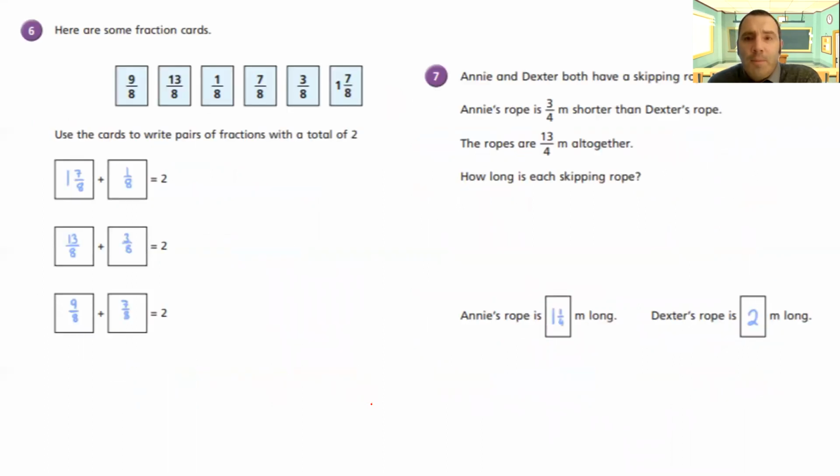Question 6 and 7, moving us forward. Here are some fraction cards. Using the cards to write the pairs of fractions with a total of 2, we could have had 7/8 plus 1/8, 13/8 plus 3/8, and 9/8 plus 7/8. Where we've got the ones written as improper fractions, so long as our numerators equal 16, which is 2 lots of 8, we will be correct.